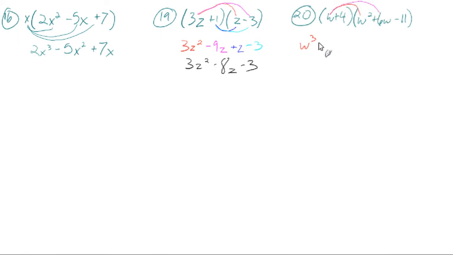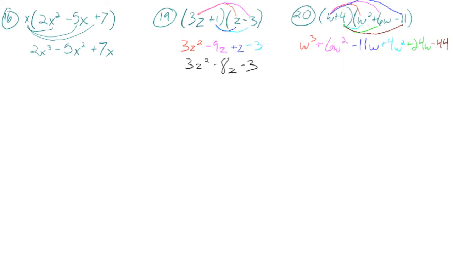Make sure to multiply it by that. So we do 6w squared. And then we move on and multiply w by negative 11. That's negative 11w. And w now has been multiplied by everything in this parentheses. It's every pair that could possibly be made has been made. And so now move on to 4. And 4 times w squared is 4w squared. And then 4 times 6w, that's 24w. And 4 times negative 11, that's negative 44.